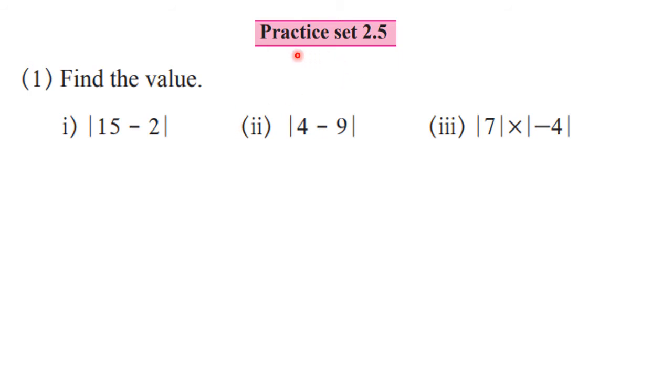So let's start practice set 2.5, which is based on absolute value. From this, the very first question is find the value, and here you have three questions. So the very first is modulus of 15 minus 2. Okay. So write down the question as it is, and then you have to perform the operation inside the modulus sign. So the answer of this will be what? Modulus of 13. 15 minus 2 is 13. And finally, in the last step, you have to remove the modulus sign. So modulus of 13, or the absolute value of 13, is 13. The answer is going to be positive always.